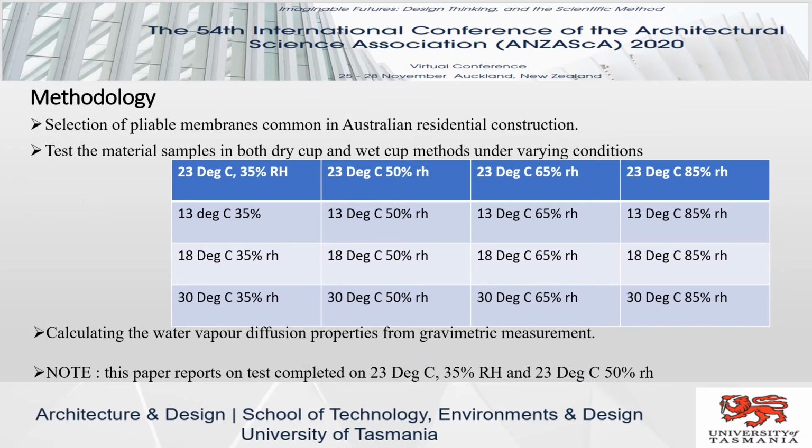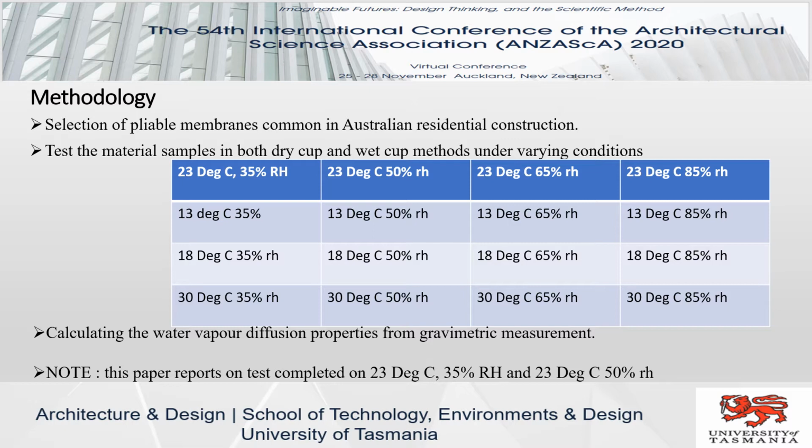This slide describes the methodology for this research, and it involves selection of pliable membrane common in Australian residential construction, testing the material sample in both dry and wet cup under varying climatic conditions, calculating the water vapor diffusion property from the gravimetric method. It is important for me to mention at this point that the Australian Construction Code expects that this experiment be carried out under 23 degrees Celsius and 50% relative humidity.